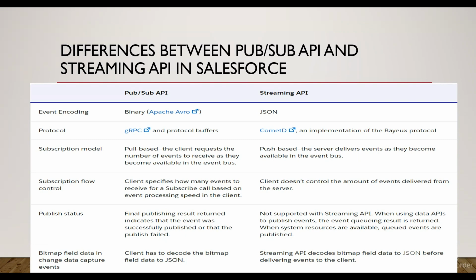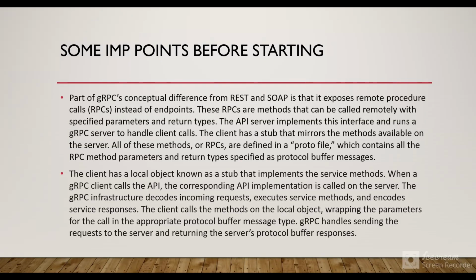Lastly, there is the publish status and the bitmap field data in the change data capture events. For the PubSub API, we need to decode the bitmap field back to JSON. While for the streaming API, the bitmap field is already decoded to JSON for us before we get the event.